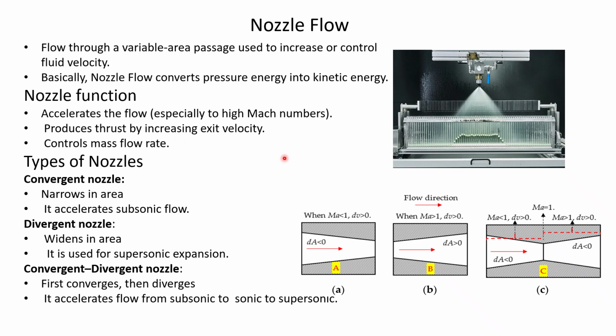The main functions of a nozzle are very simple. It accelerates the flow, sometimes to very high Mach number, and it helps produce thrust by increasing the exit velocity, and it also controls the mass flow rate.